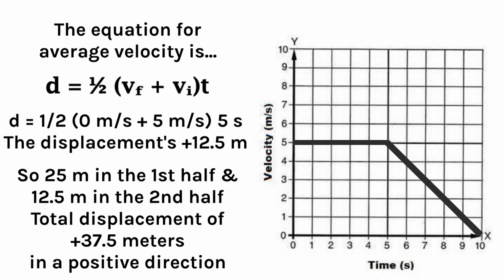So 25 meters in the first half and 12.5 meters in the second half. The total displacement is 37.5 meters in a positive direction. You'll notice the direction is not given, so it could be north, up, east, or right.